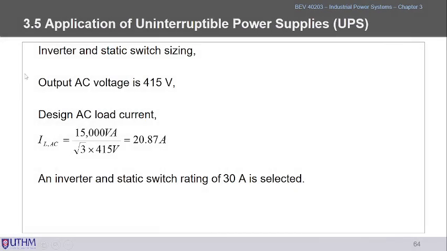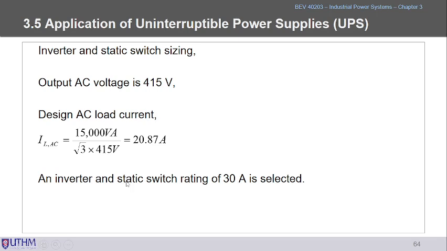And finally, we'll look at the inverter and the static switch size. Our target output is AC voltage 415 volts, three phase. So our design AC load current should be 15,000 VA divided by root 3 times our AC voltage 415. We only need 20.87 ampere of AC load current. So we choose for the higher. Say we can choose an inverter rating of 30 ampere.